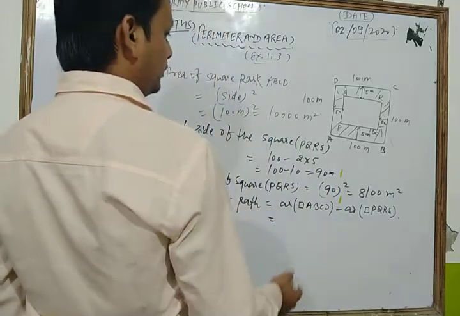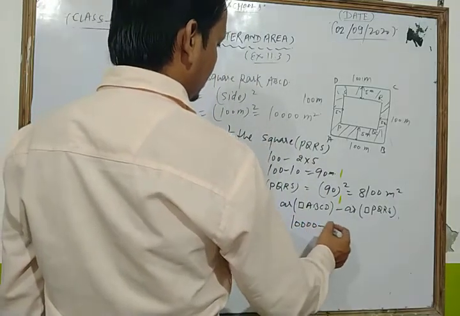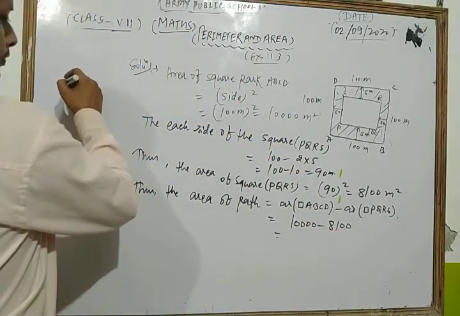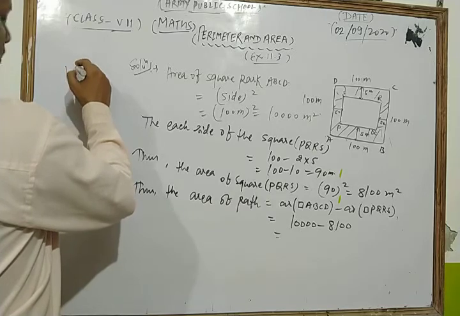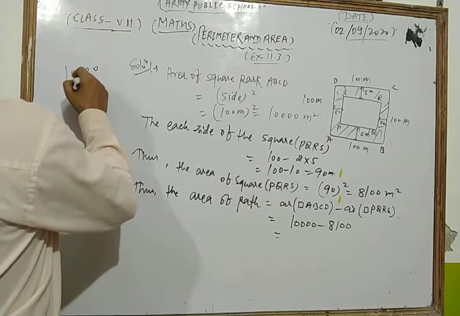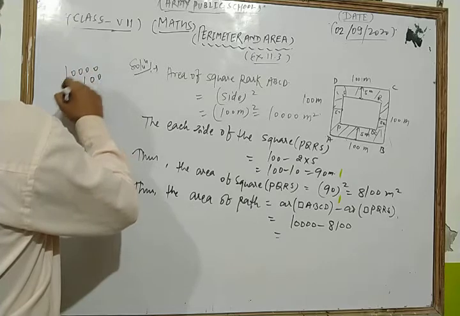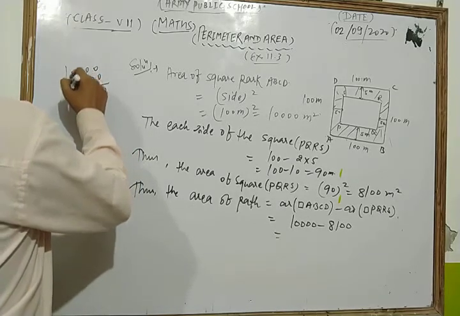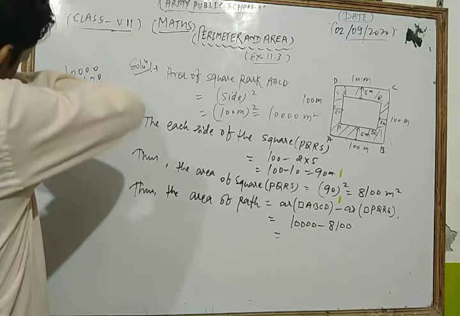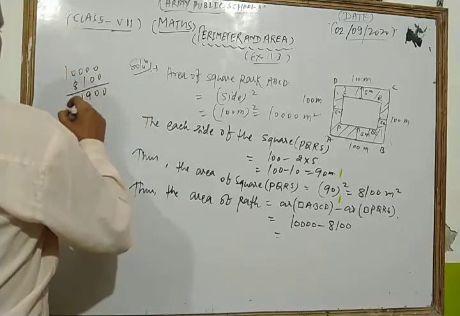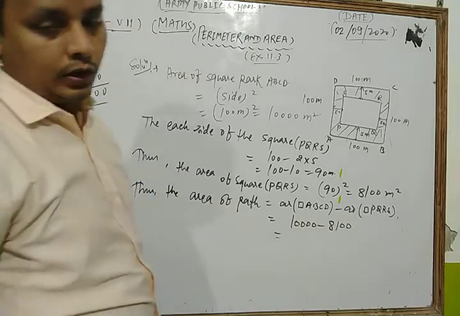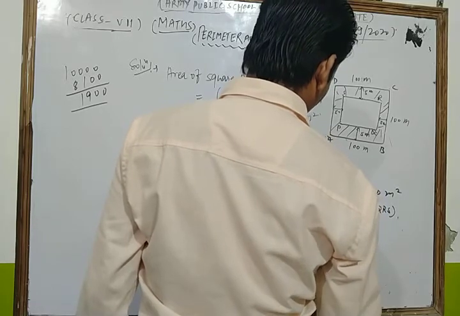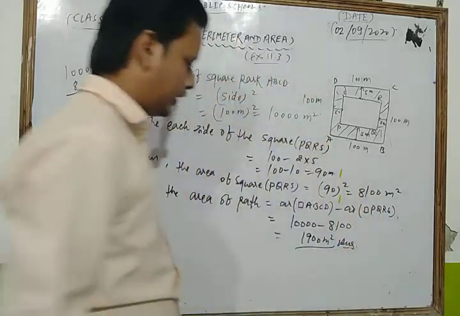That is, we put the value of each. We have 10,000 minus 8100. So what do we get? Let's see. 10,000 minus 8100 gives 1900. Okay, 1900 meter square. This is our required answer.